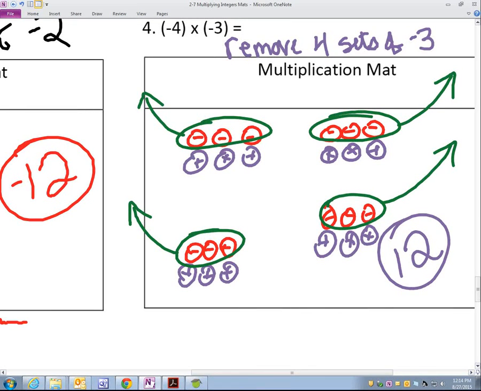I removed 4 sets of negative 3. I really hope that you're writing what I have up here. Okay? I'll tell you when I don't want you to write something. You should be writing what I write, as I write, how I write it.